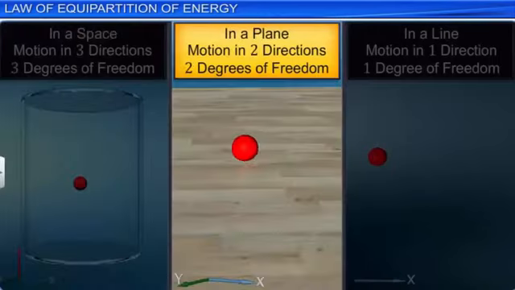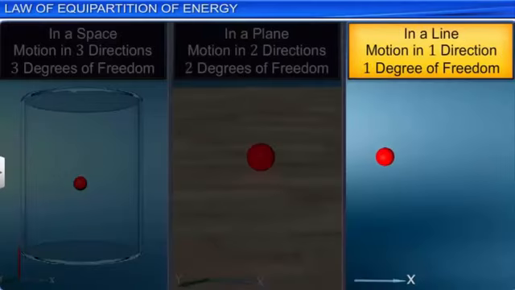If the motion of the molecule is confined to a plane, then the molecule can move in 2 directions. Hence, the molecule has 2 degrees of freedom. If the motion of the molecule is confined to a line, then the molecule can move in 1 direction only. Hence, the molecule has 1 degree of freedom.